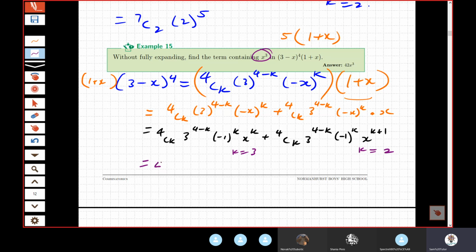All right, the answer is 4 choose 3, 3 to the power of 1, negative 1 to the power of 3 is negative, plus 4 choose 2, 3 to the power of 4 take away 2 is 2, negative 1 squared is 1, and that's it. And then that should give me, from the top of my head, 42. 42, and then obviously these are x cubed, if you wanted the term, compared to the coefficient. Confirm, it's right, it worked out to give you 42. And then we'll move on.